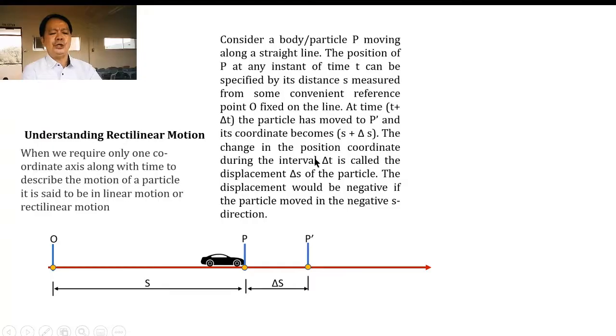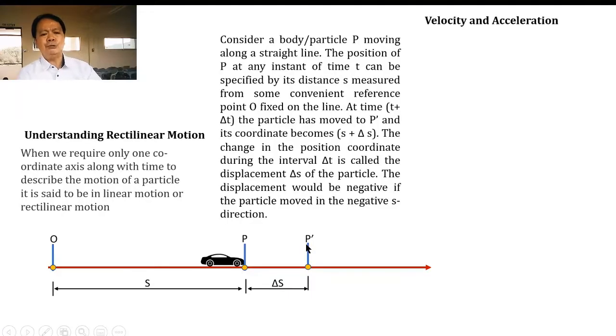Now, the change in the position coordinate during the interval delta t shall be called the displacement. This delta s is what we call displacement. It is the change in the position during the elapsed time delta t. And the displacement would be either positive or negative depending on the position of P prime. Sometimes it is at the back of the original position, therefore the displacement shall be called negative. Sometimes it is in front, and therefore the displacement shall be positive. Hence, the displacement could be negative or positive depending on the final position of P prime.